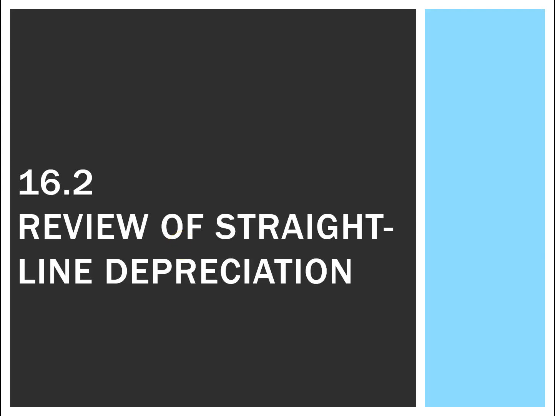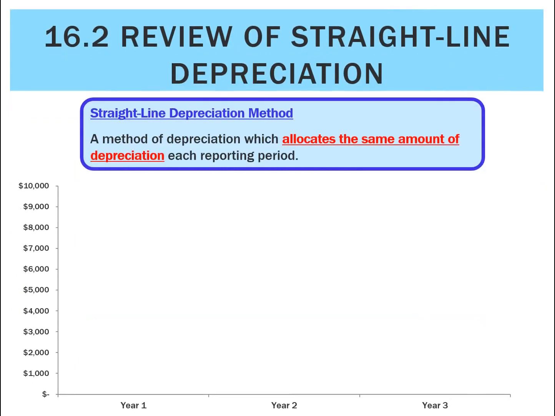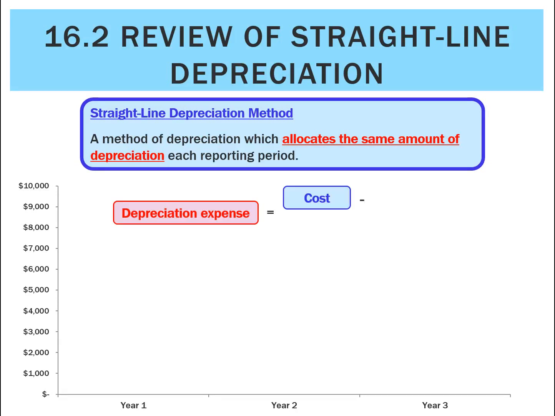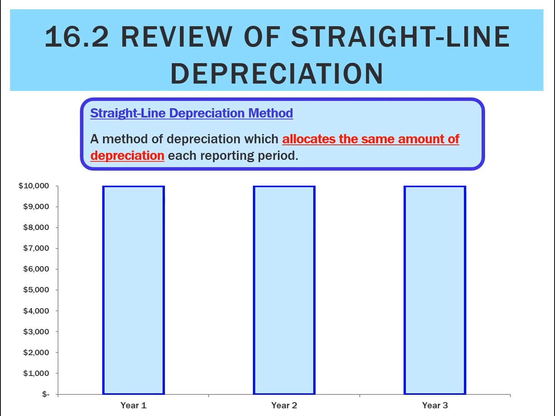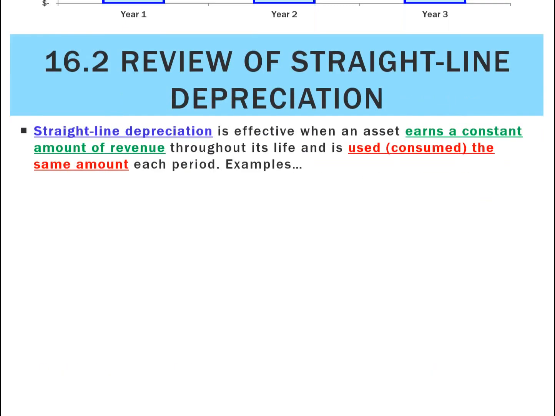Let's review what we learned in Unit 3 with straight line depreciation. That's a method where we allocate the exact same amount of depreciation every reporting period. We used the formula: expense equals the cost less the residual value, divided by the useful life. Let's say that calculated out at $10,000. That meant the expense every year was $10,000. It won't change for the life of the asset.